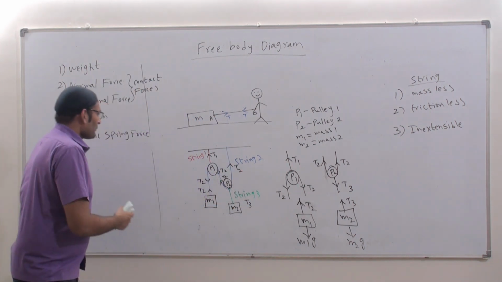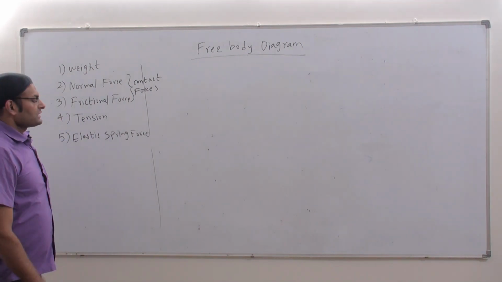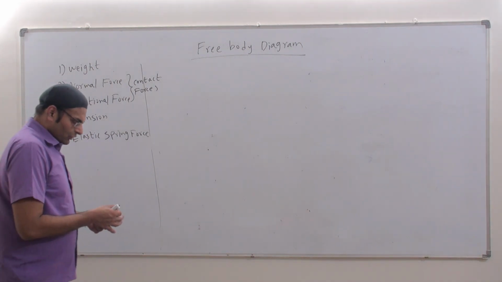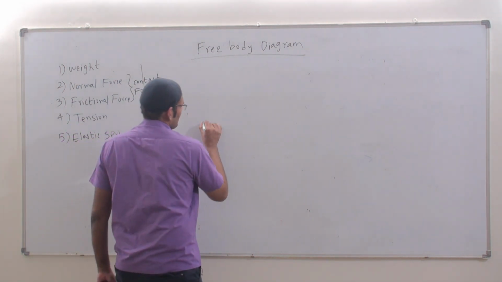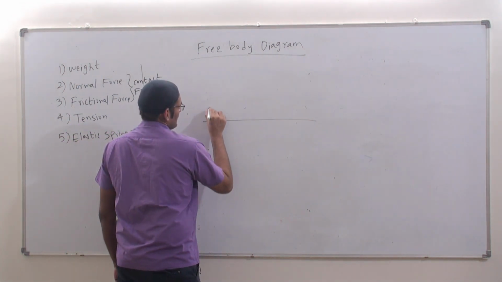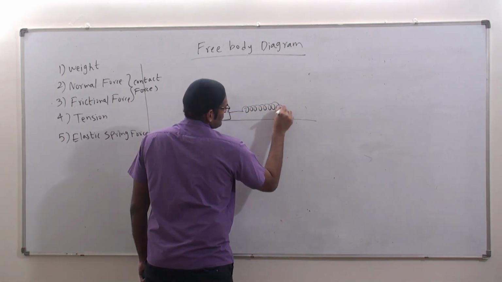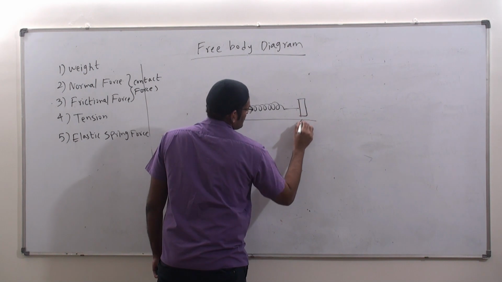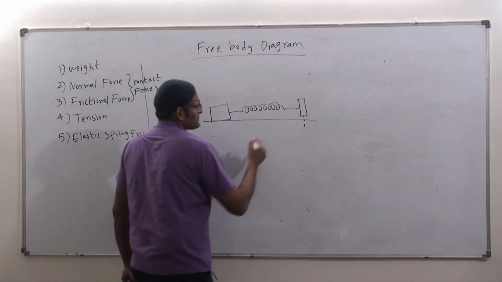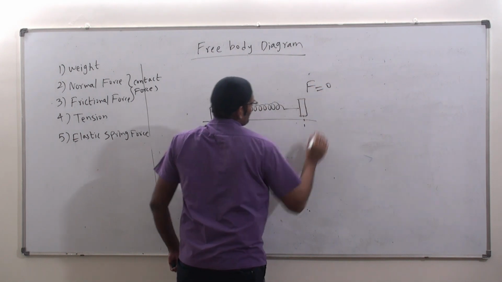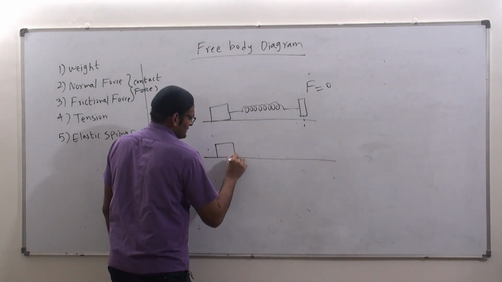Okay, the next one that I am going to discuss is elastic spring force. Let's discuss elastic spring force. So I will draw a figure to explain it. Let's take, I have a spring. This is connected. Okay, this is an equilibrium position where I have a spring, x is equal to 0. It's an equilibrium position. Now what I am trying to do is extend it.